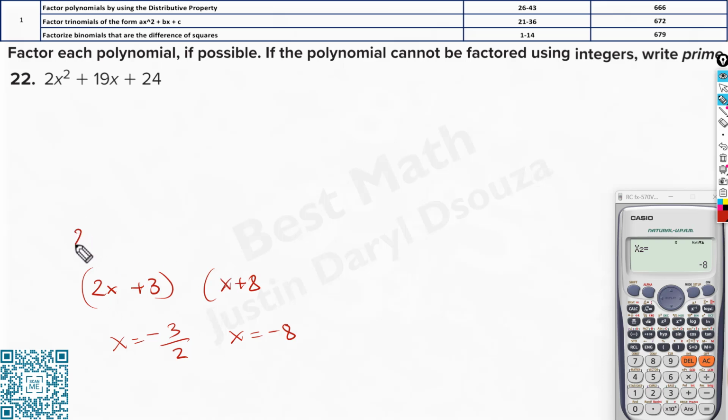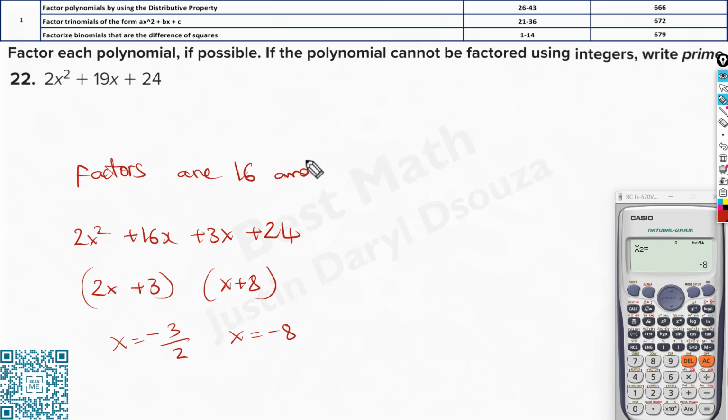Now multiply here. 2x squared. Then over here with the 8, plus 16x. And then we have 3 times x, it's plus 3x. And lastly, we have plus 24. Now it's not over. What you need to write is factors are 16 and 3. They're plus 3 and plus 16. Because when it's a minus sign, it changes. Okay, so it's better to write the sign as well.